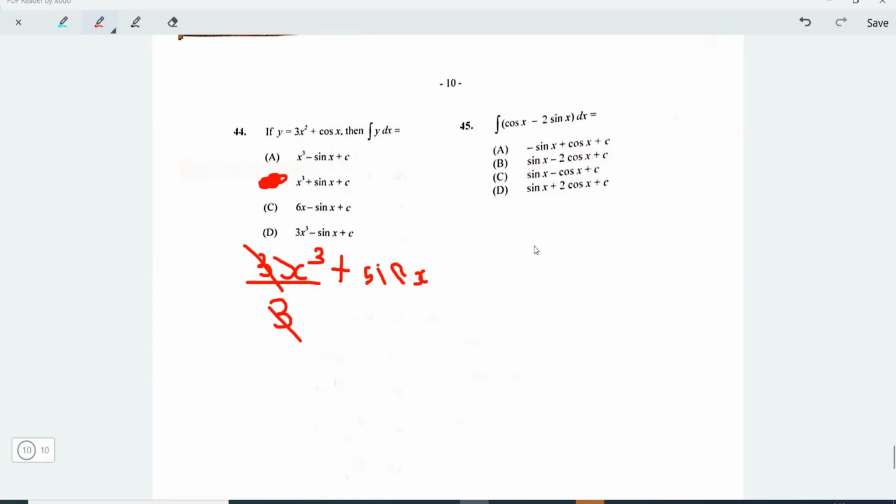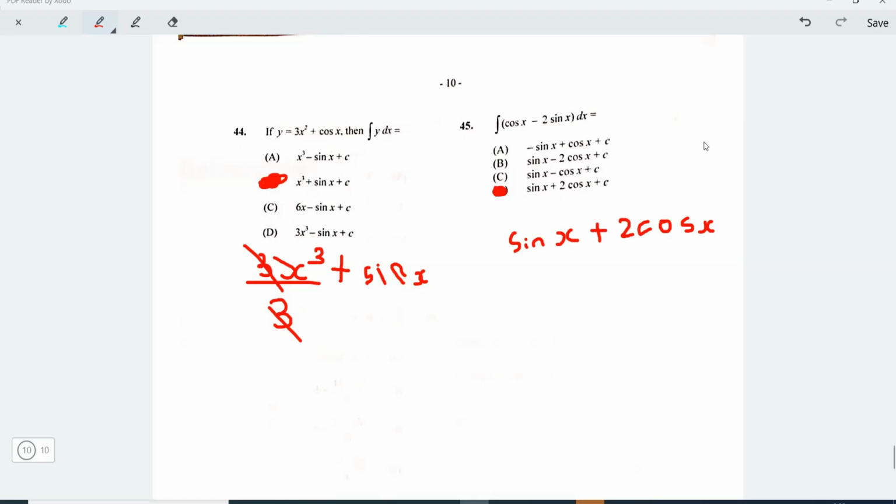When you integrate cos, you get positive sine. So now we're going to get sine x. When you integrate sine, you get minus cos. And so minus minus becomes plus 2 cos x. That's how we get sine x plus 2 cos x, which is D. Because when you differentiate sine, you get back the cos, and when you differentiate 2 cos x, you get back the minus sine.